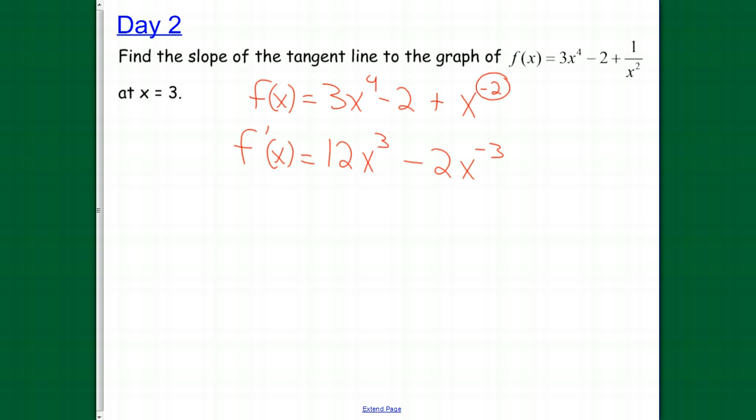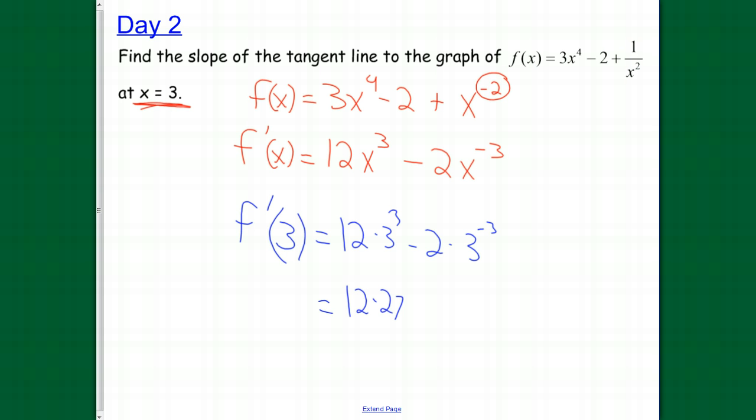We want to know the slope of the tangent line at an x value of 3. The derivative is a function that gives us the slope of the tangent line at a certain x value. So we're going to do f prime of 3. So we got 12 times 3 cubed minus 2 times 3 to the negative third. All right, 3 cubed is 27 times 12. Ugh. Why did I choose this equation? Let me get the calculator out.